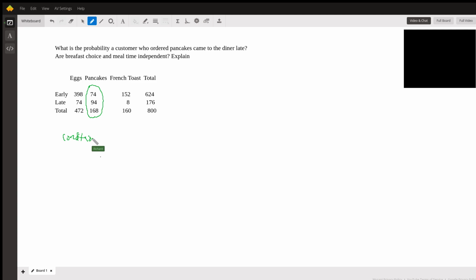Conditional probability. Having trouble spelling.